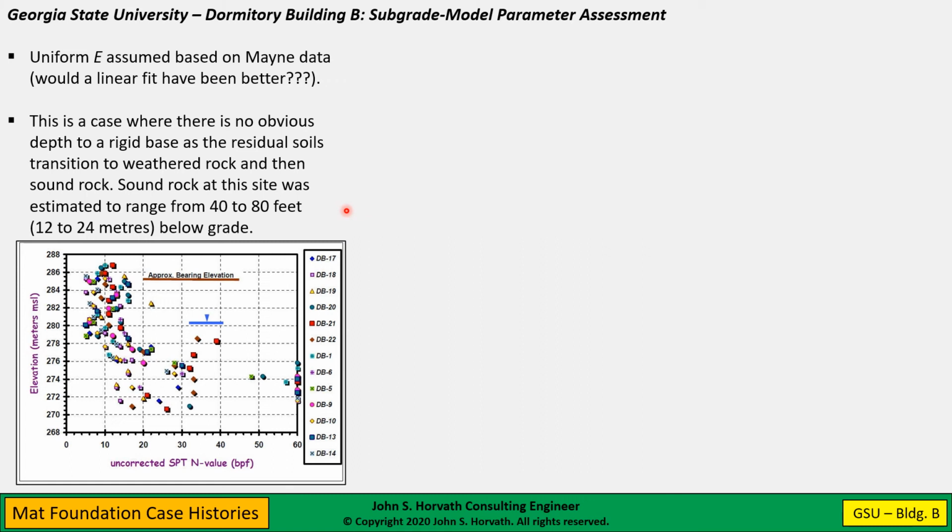Now, this was a case where there was no obvious depth to a rigid base. If you're familiar with residual soils, they kind of transition. You don't have hard defined strata as you do with sedimentary deposits. So they transition from residual soil to weathered rock and then hard sound bedrock, which in this case was something like 40 to 80 feet, 12 to 24 meters below grade.